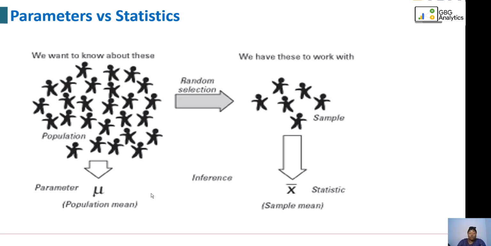So this is an example of what we're talking about. We want to know about this data, this population. So we use the parameter mu for the mean of this population. But if we make a random selection, we could have sample statistic, that is X bar here for inference.